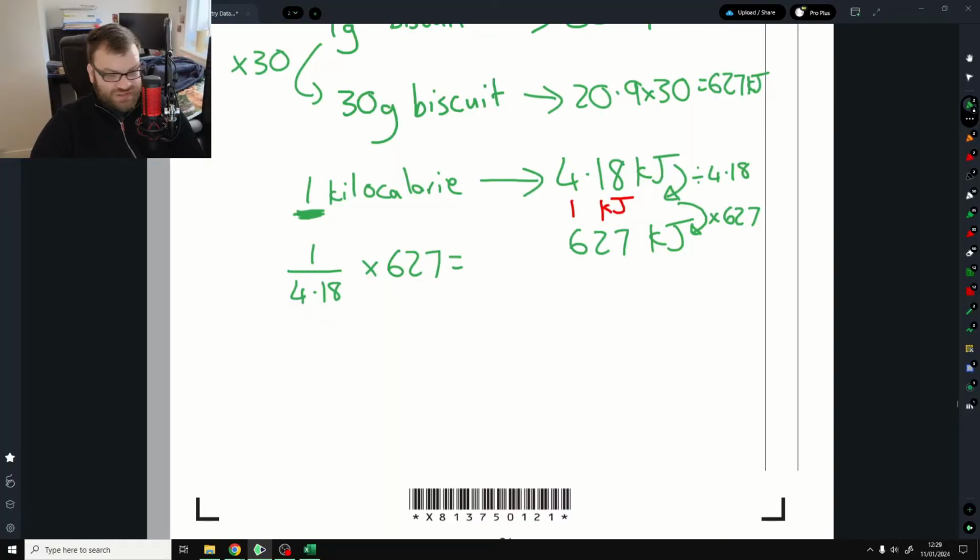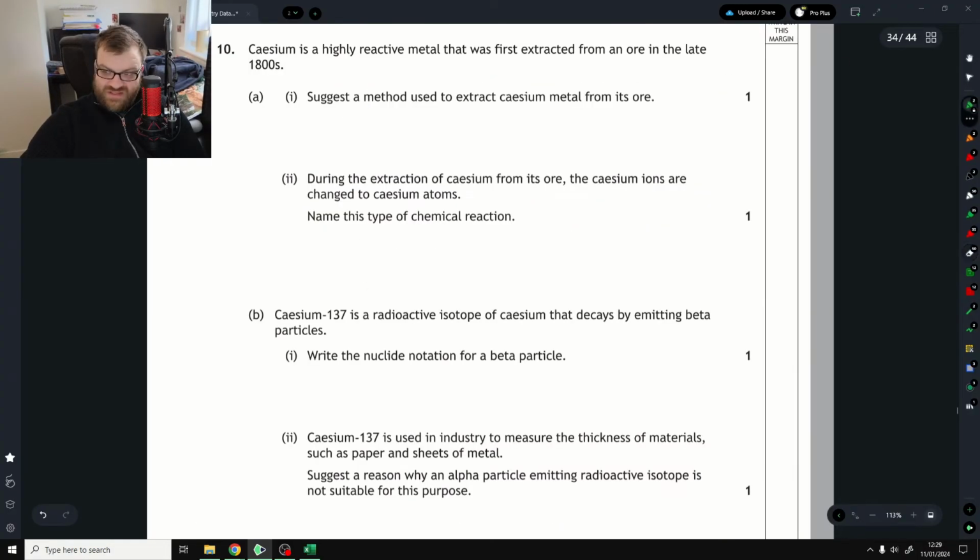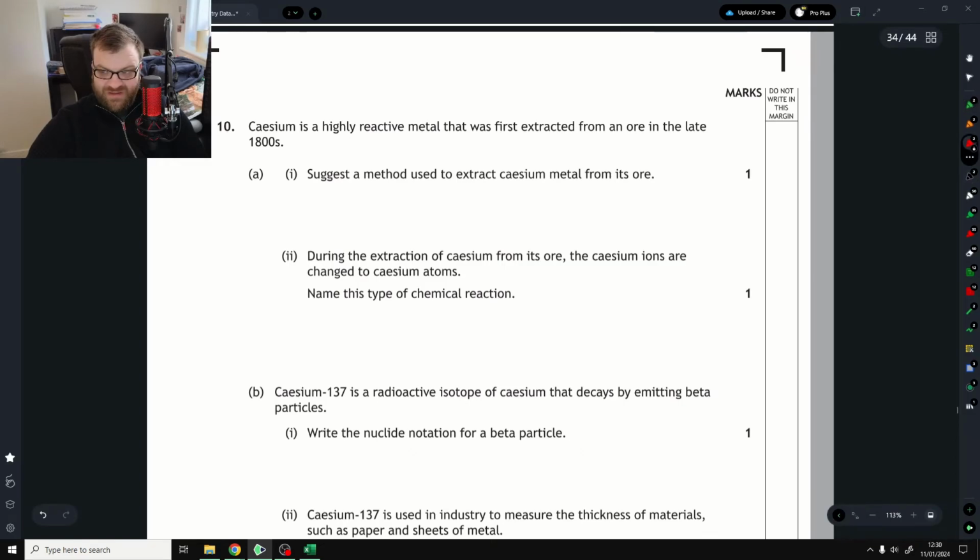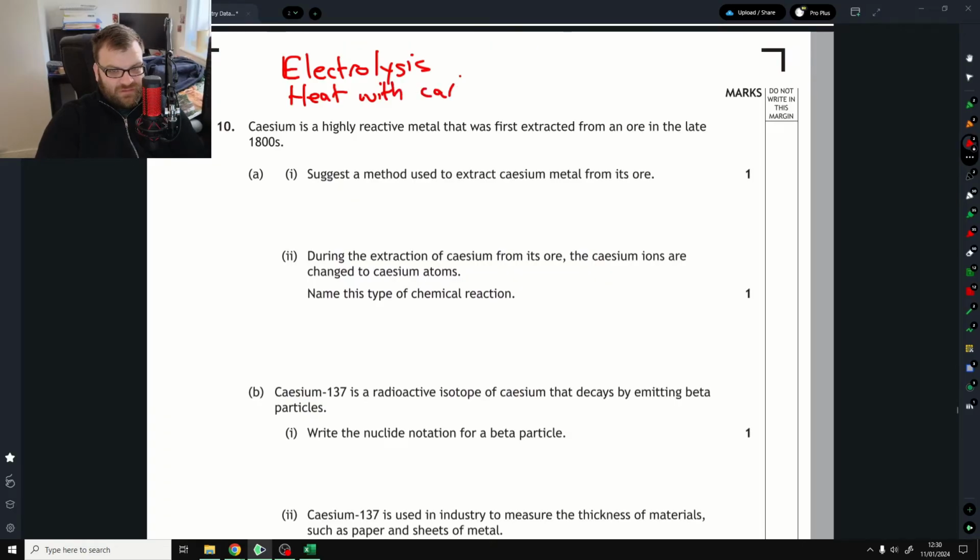That gives me 150 kilocalories. Cesium is highly reactive. Suggest a method to extract that from its ore. There are 3 methods for extraction. We have electrolysis for the reactive chemicals. We have heat with carbon or carbon monoxide. And we have heat alone.